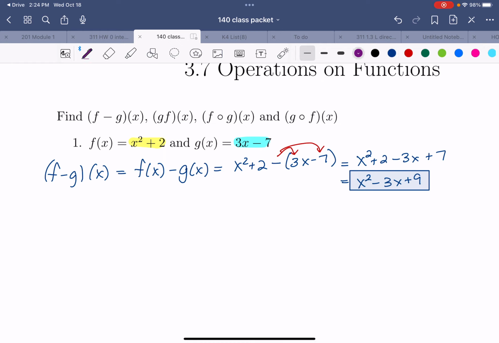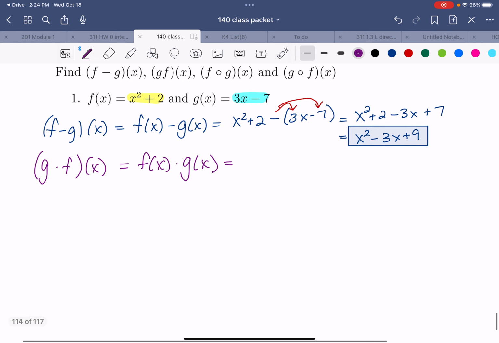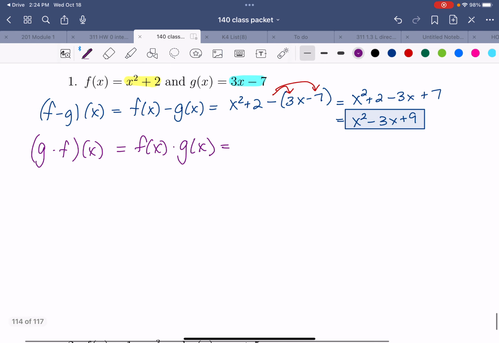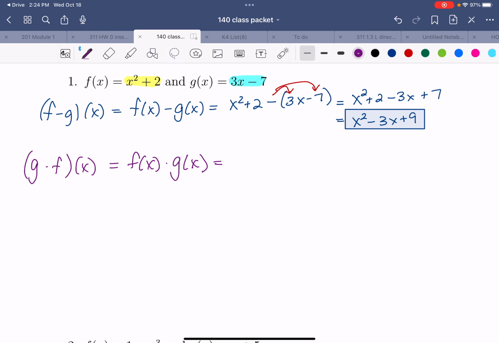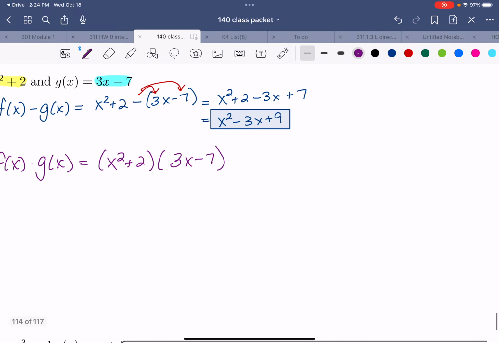The next one we want to do is G of X times F of X. So this is F of X times G of X. So I'm going to multiply my two functions. And I might need a little bit of extra room here. Let me slide it down. There we go. So F of X is the x squared plus 2. And we are multiplying that by the g of x, which is 3x minus 7. When we're multiplying, we're always going to put our functions in parentheses if there's more than one thing, right? Okay, we can go ahead and FOIL this then.